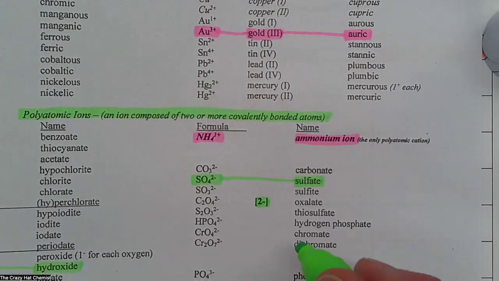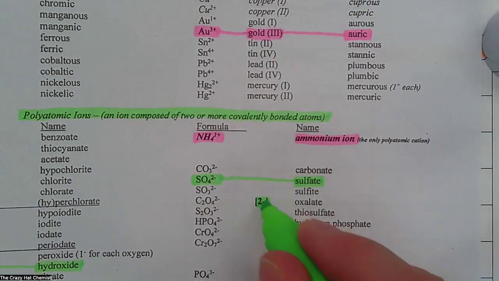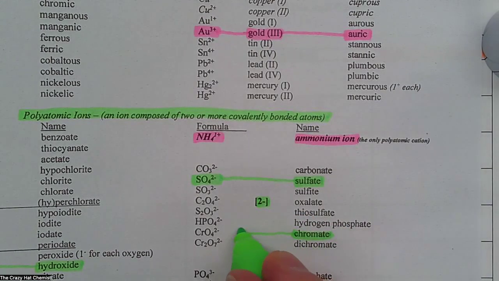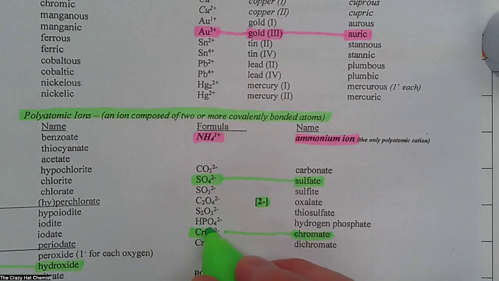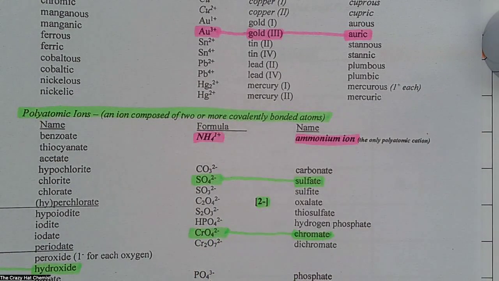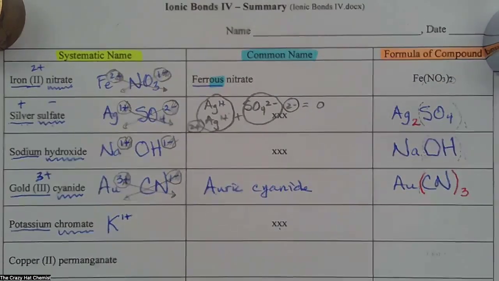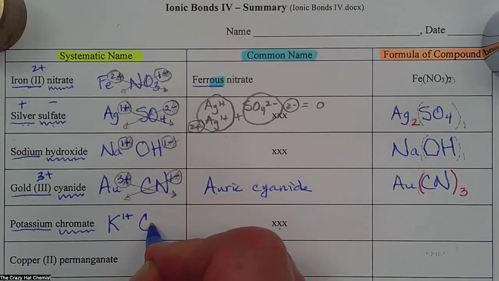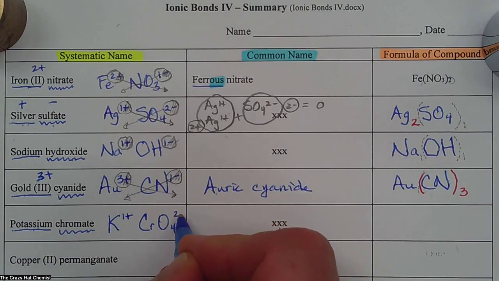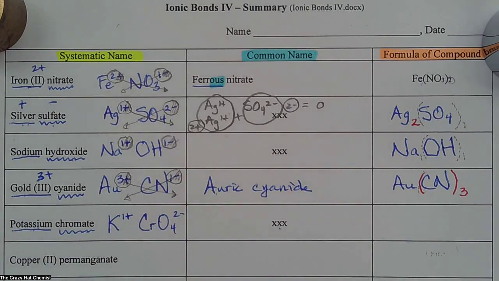We have chromate. Chromate is in that 2 minus category, and we are going to highlight that ion. That is CrO4 2 minus. So we're going to circle the cationic charge, circle the anionic charge, cross out the plus, cross out the minus.